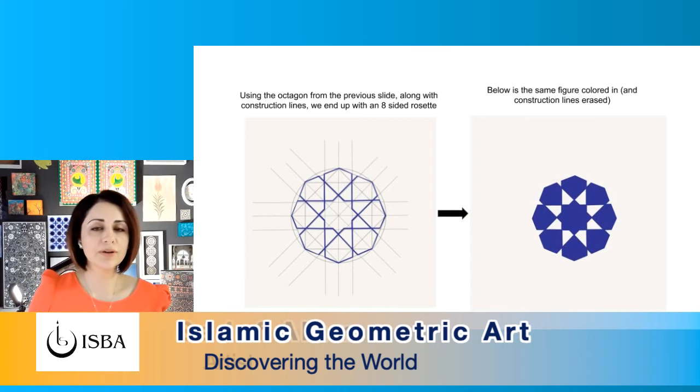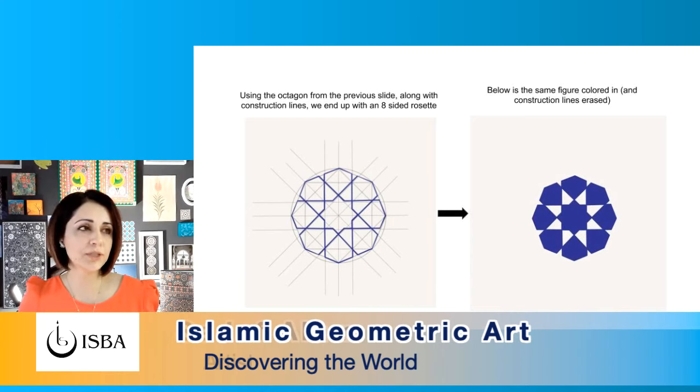Using the octagon from the last slide and the construction lines, plus new construction lines added onto it, such as parallel lines and such, we end up with this rosette or star-shaped pattern that's fitting inside the octagon. And erasing the construction lines and coloring that pattern in, it results in that pattern that you see on the right-hand side. Next slide, please.